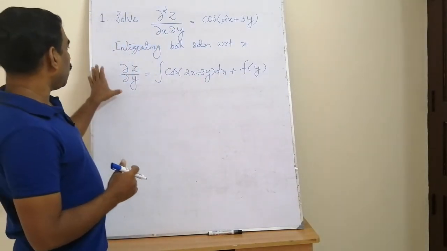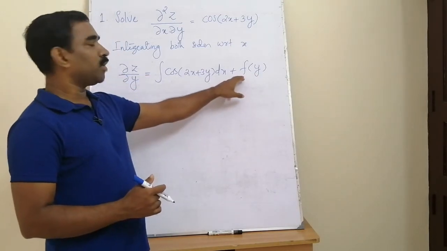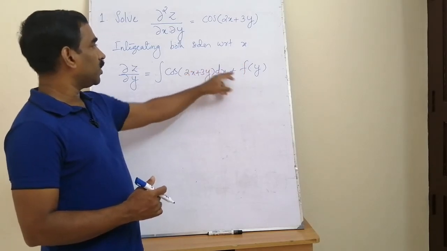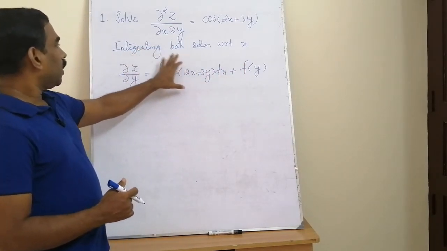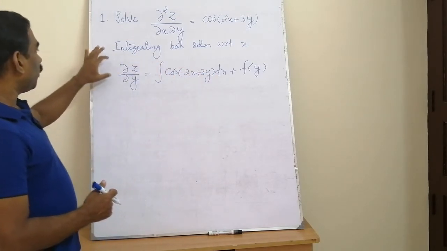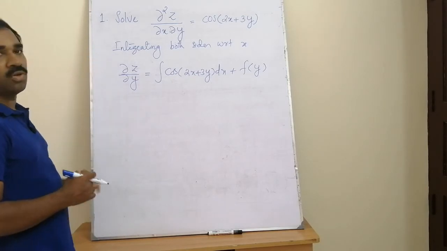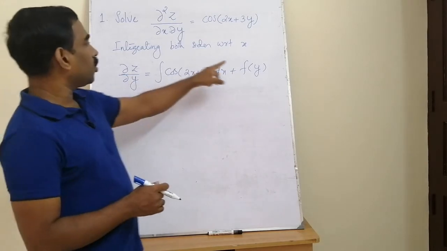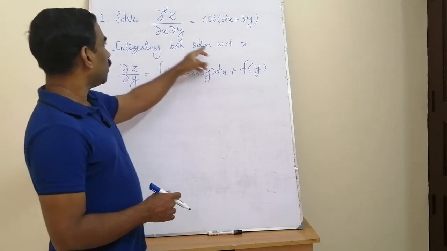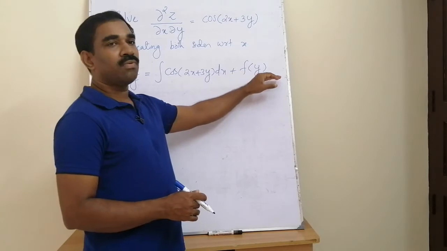Here, instead of the arbitrary constant, we are using an arbitrary function. Why? Because if you perform the partial differentiation with respect to x, on the right-hand side this part becomes 0. Partial differentiation of a function of y with respect to x is equal to 0, and this part becomes cos(2x + 3y), and on the left-hand side this becomes ∂²z/∂x∂y. So instead of the constant of integration, we are using an arbitrary function of the other variable. Currently we are integrating with respect to x, so the constant may be an arbitrary function of y.